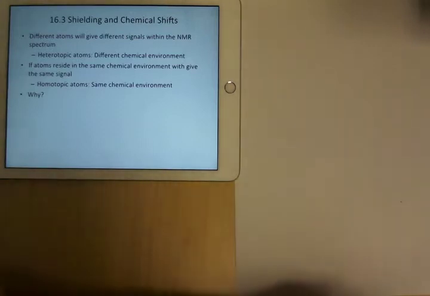So one of the things that happens with this is that the different atoms give different signals. If you're talking about hydrogen NMR, you can only look at one atom type at a time. If you're doing hydrogen NMR, you're only looking at hydrogen. If you're doing carbon NMR, you're only looking at the carbons. If you're doing fluorine NMR, all you're going to see is the fluorines in the molecule. Everything else is going to be blind. So you have to focus on just one atom type at a time.